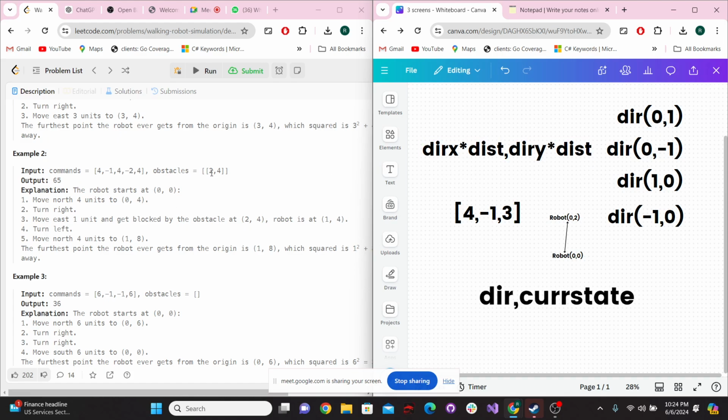In a hash map, I'm going to hash all the x values. For 2, how many obstacles are there? For 2, there's 4, there's 6, there's 7, if there are obstacles. Right now there's just 4, right? So there's a hash map for x and there's a hash map for y, right? If that makes sense to you guys.